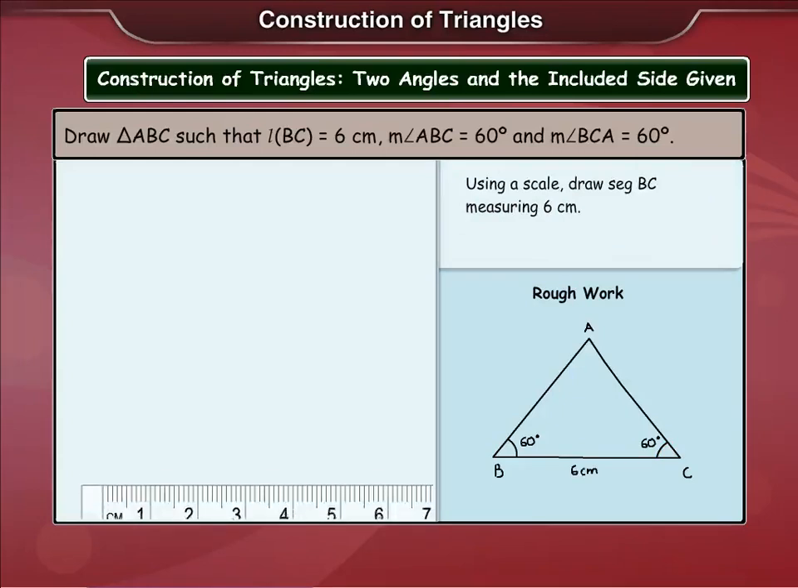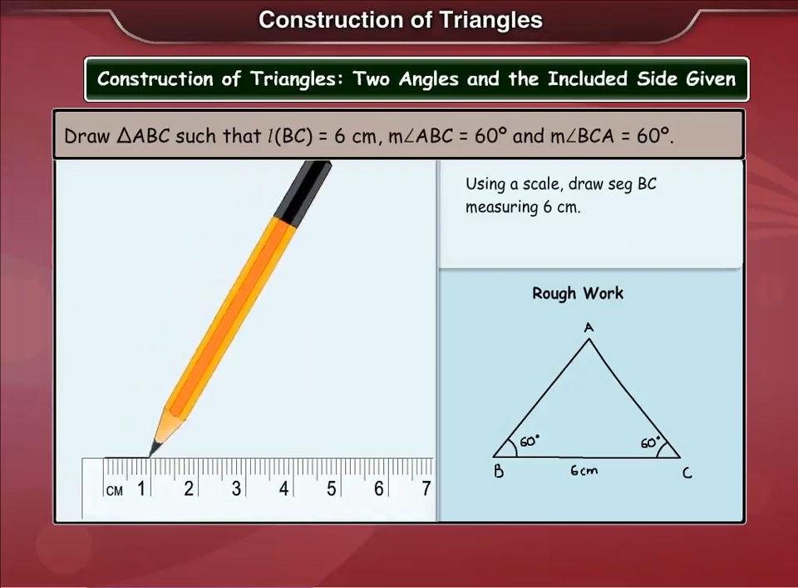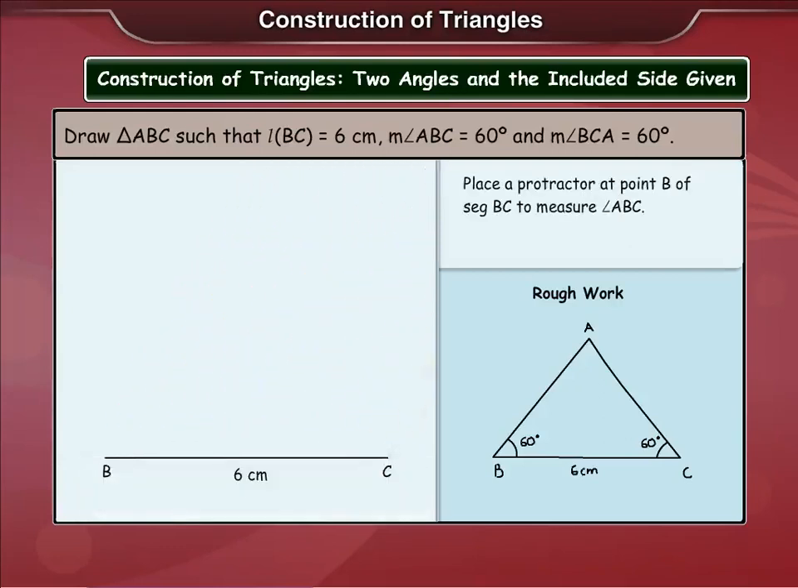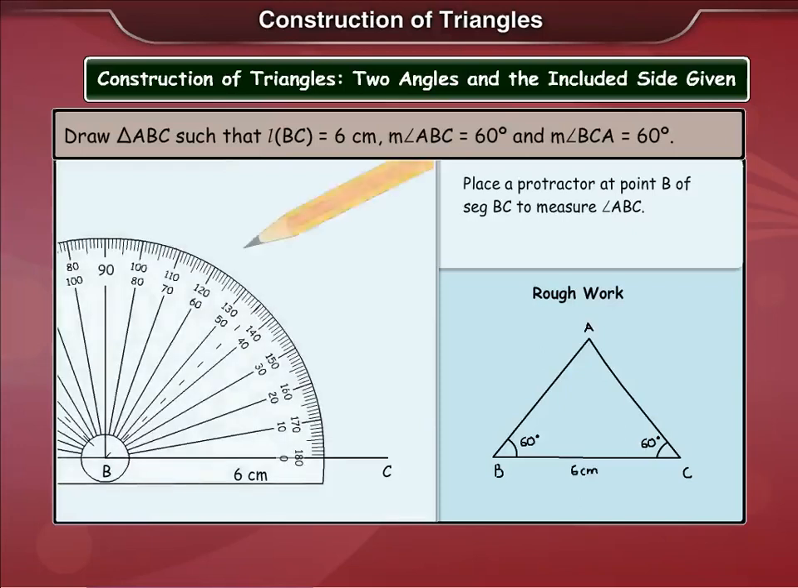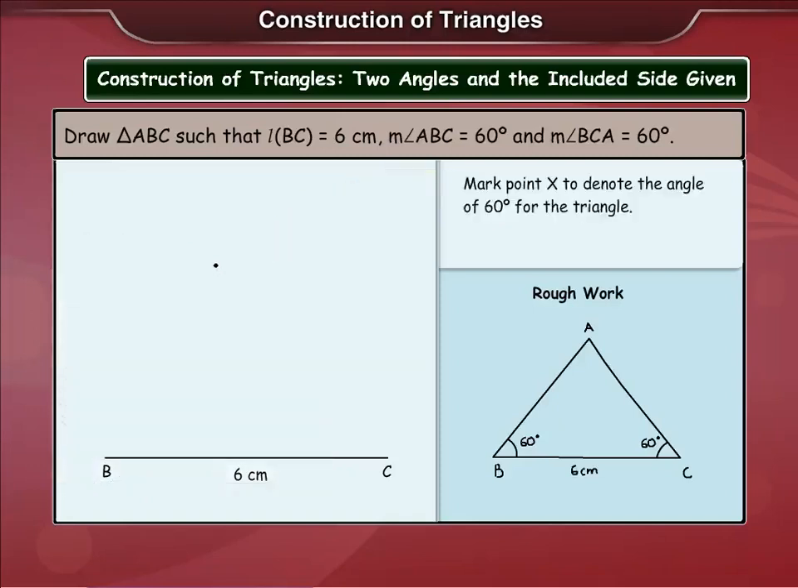Now, construct another triangle on the other side of segment BC. First, let's draw a rough diagram of the required triangle depicting the given information. To construct this triangle, which base would you make use of? Correct. First, we will draw segment BC of length 6 cm.